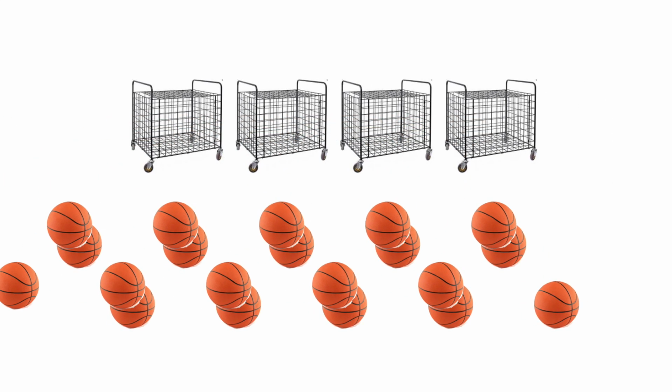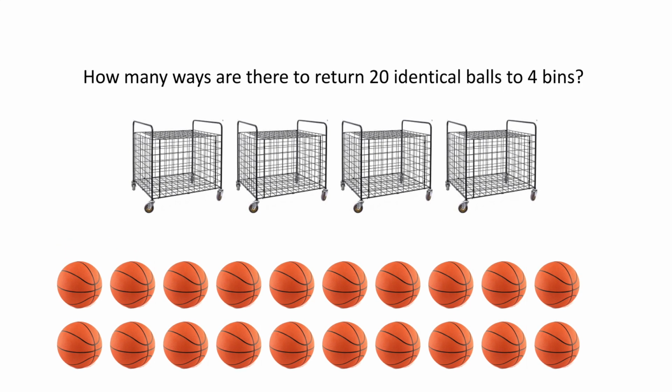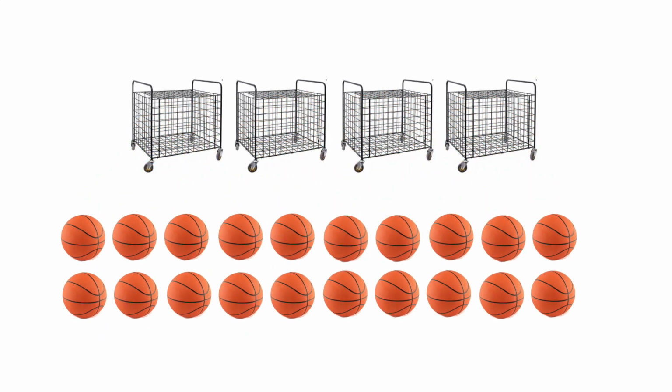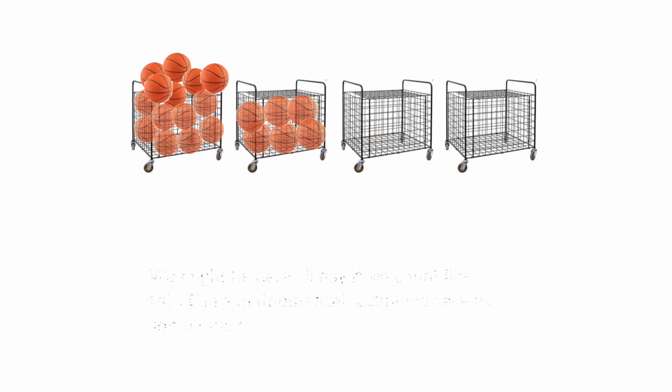Gym class just ended. We've got 20 basketballs that we've got to put back into these 4 bins. We're assuming all the balls are identical to each other. So how many ways can we do that? Well, one way is maybe put 5 balls in each bin. Another way might be to put 14 balls in the first bin and 6 balls in the second bin.